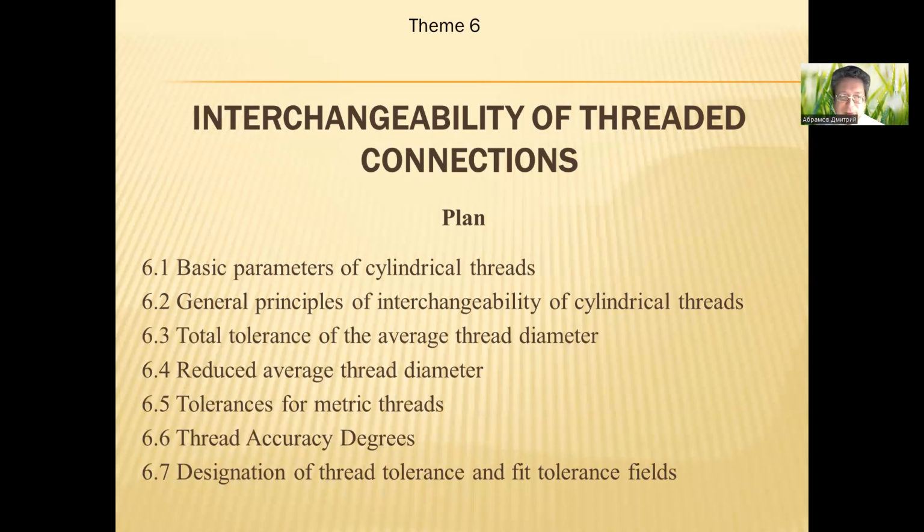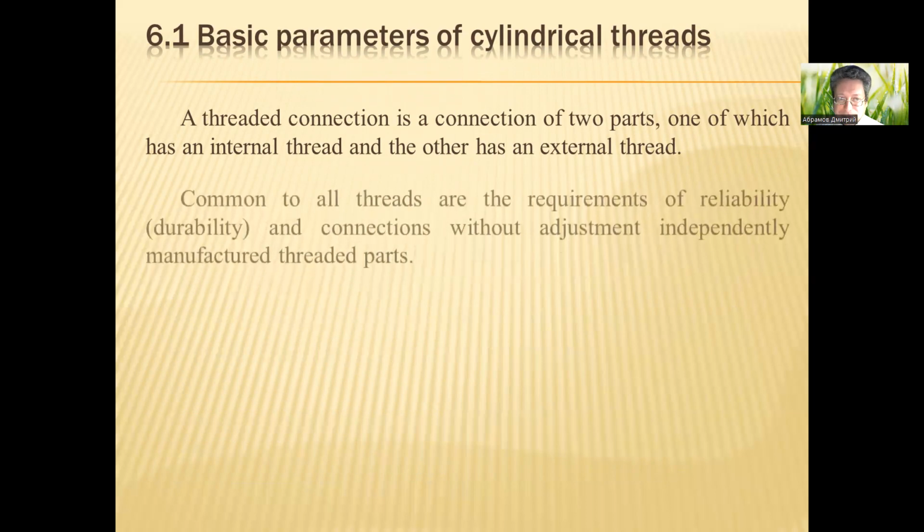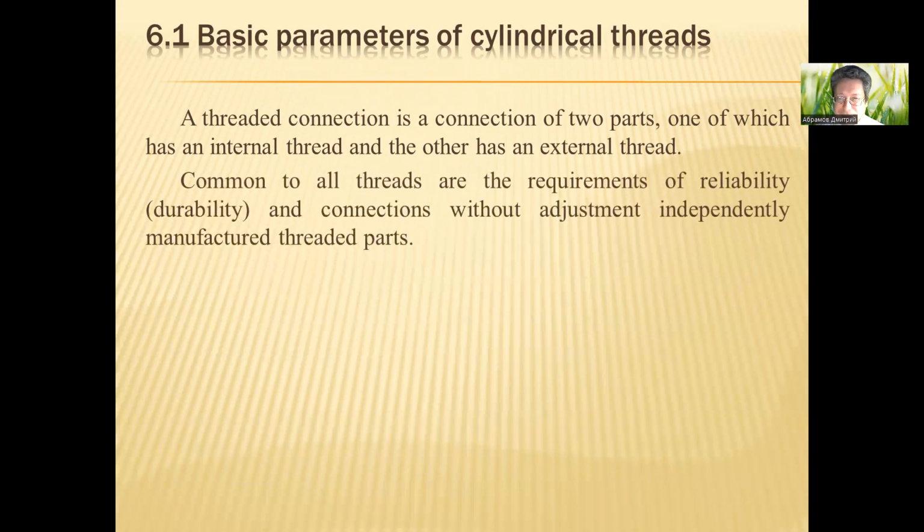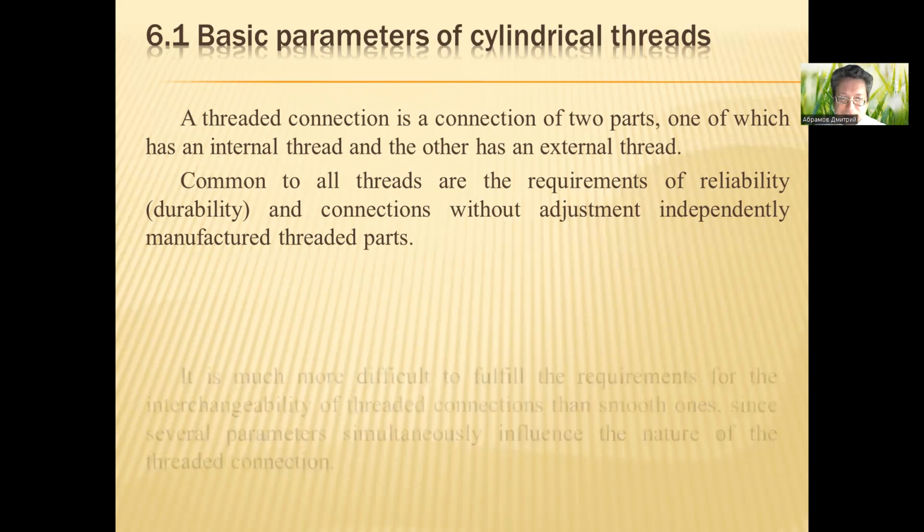So now we start item 6.1 Basic parameters of cylindrical threads. A threaded connection is a connection of two parts, one of which has an internal thread and the other has an external thread. Common to all threads are the requirements of reliability or durability and connections without adjustment of independently manufactured threaded parts.